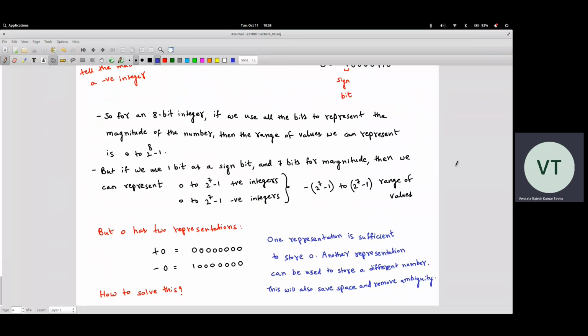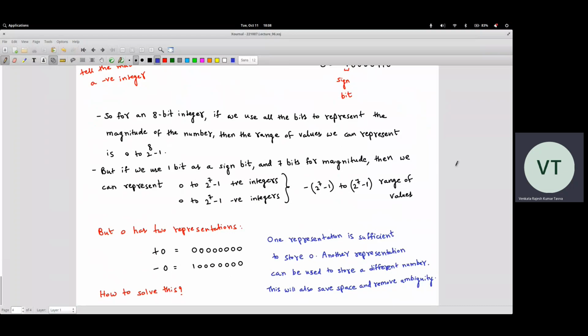Can we optimize it further by using only one representation for 0, and one of these two representations, either plus 0 or minus 0, use it for some other number? So we are trying to squeeze every ounce of memory we have and make use of it. That is one thing. The second thing is removing ambiguity. Two representations for 0 is ambiguous. I want only one representation.